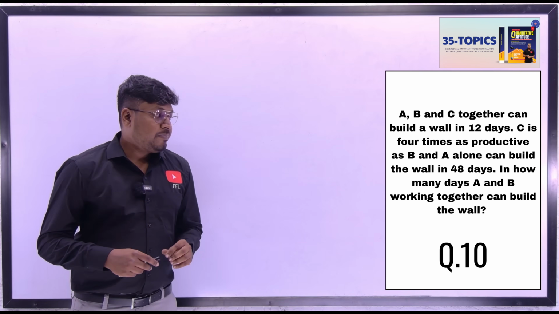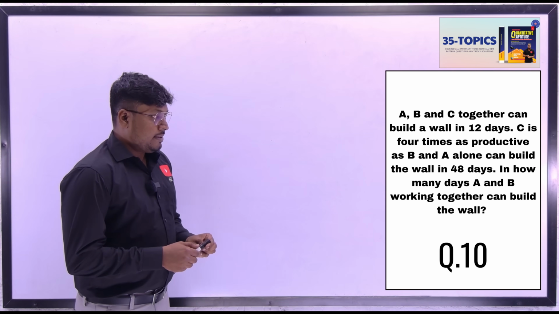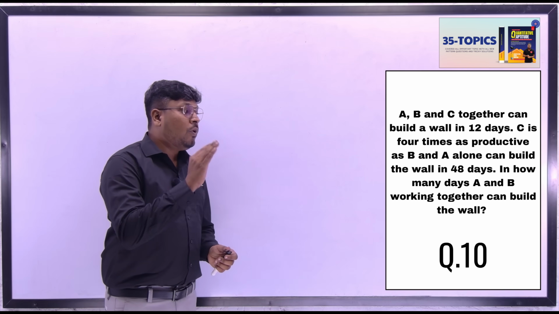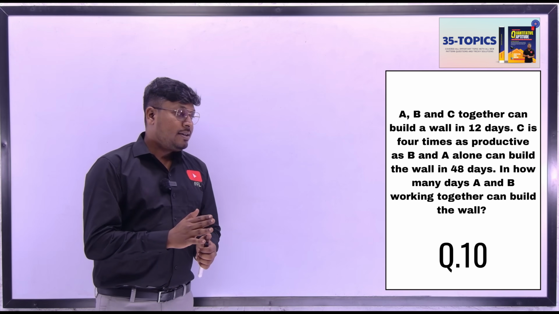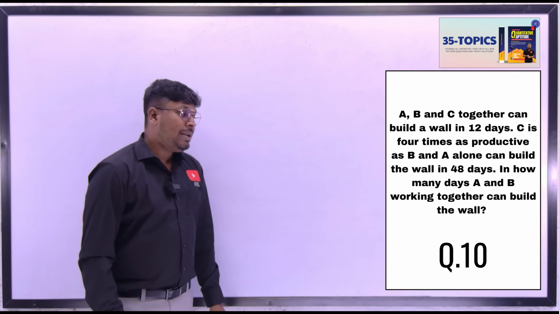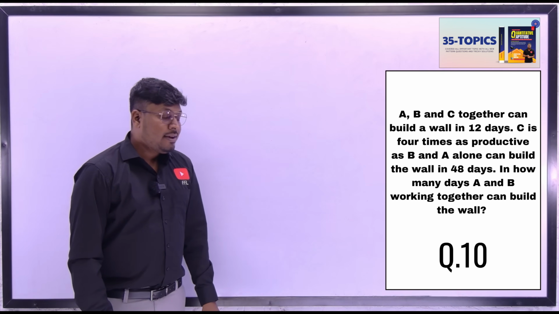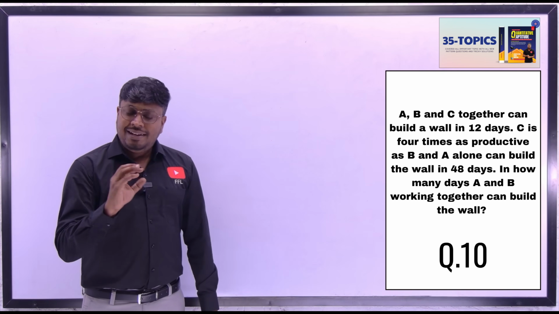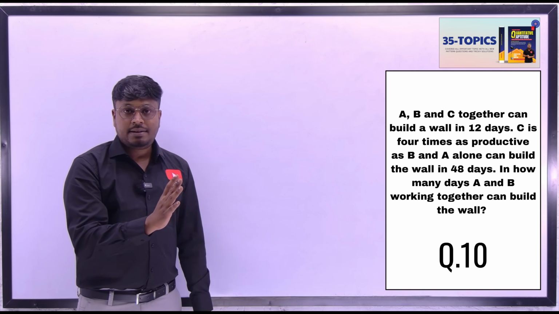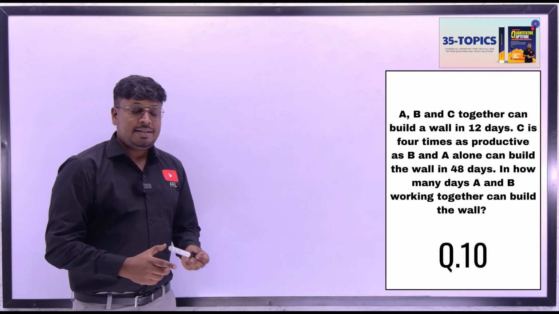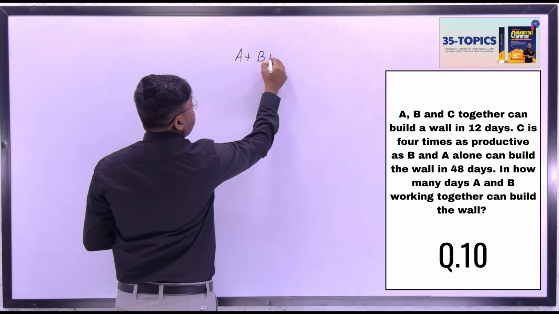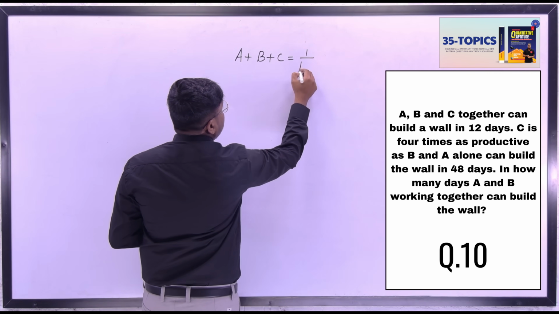10th question. A, B, C together build a wall in 12 days. C is 4 times as productive as B, and A alone can build a wall in 48 days. In how many days can A and B together build the wall? So interesting question. Totally there are 3 people here, that is A, B, C together. So all the 3 can complete a work in 12 days. So the value they have given us, A plus B plus C is equal to 1 by 12.